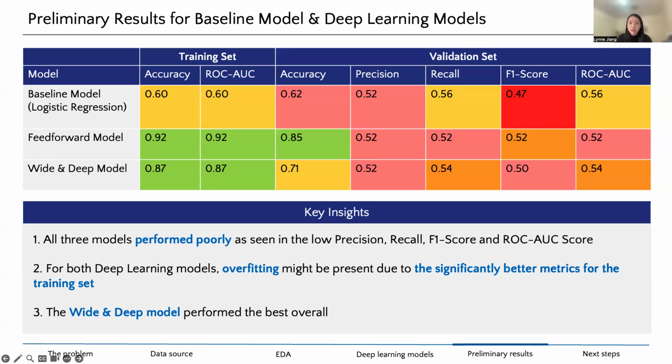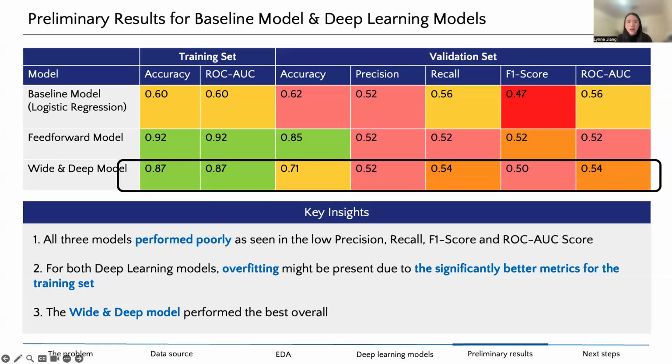These metrics were chosen because accuracy, as we can see here, is not a sufficient metric to evaluate the model's performance because of the imbalanced dataset and the medical context. For example, special emphasis should be placed on reducing the false negative prediction rate due to the medical context. Secondly, for both deep learning models, overfitting might be present due to significantly better metrics for the training set. And lastly, the wide and deep model performed the best overall due to its moderately better recall, F1 score, ROC-AUC scores, and the overall accuracy.